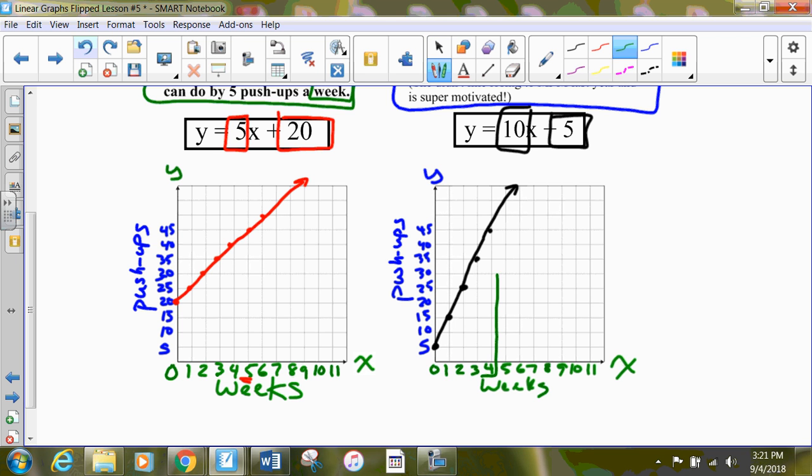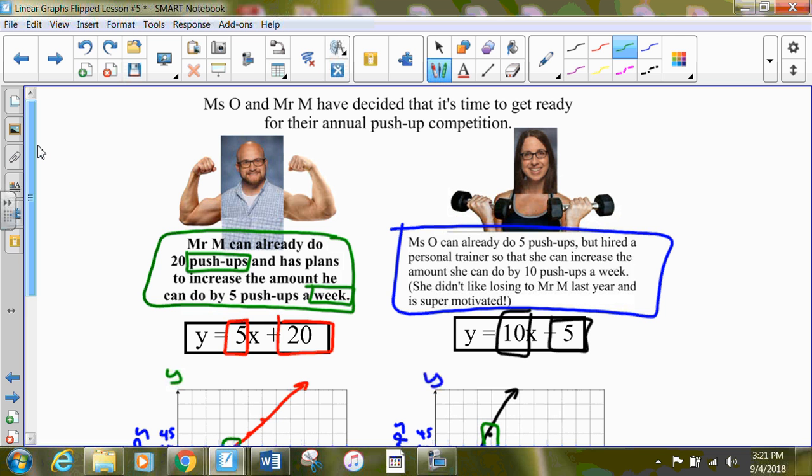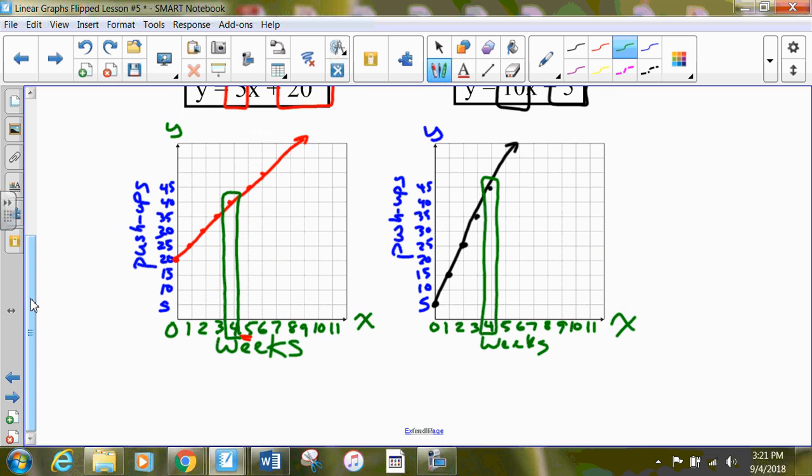By the 4th week, I can do 45 push-ups. How many can Mr. Matchner do? He can only do 40. When was our competition? Did it say? Let's see when our competition is. Oh, it didn't say. It's upcoming, but I'm hoping that the push-up competition is in 4 weeks because I'm going to be able to beat Mr. Matchner in 4 weeks. All right, why do we do that?